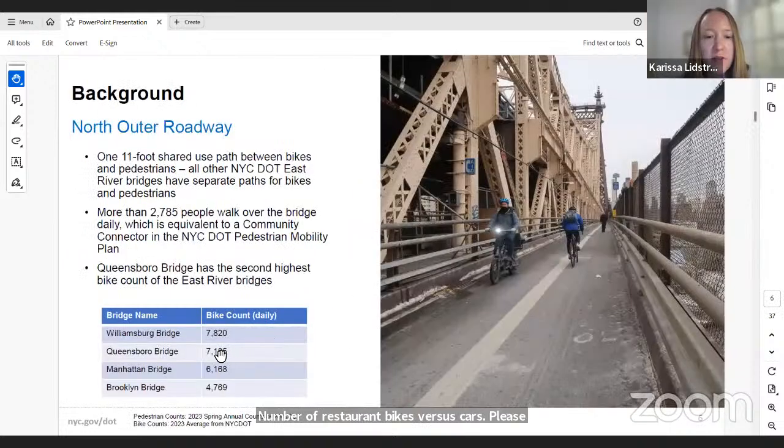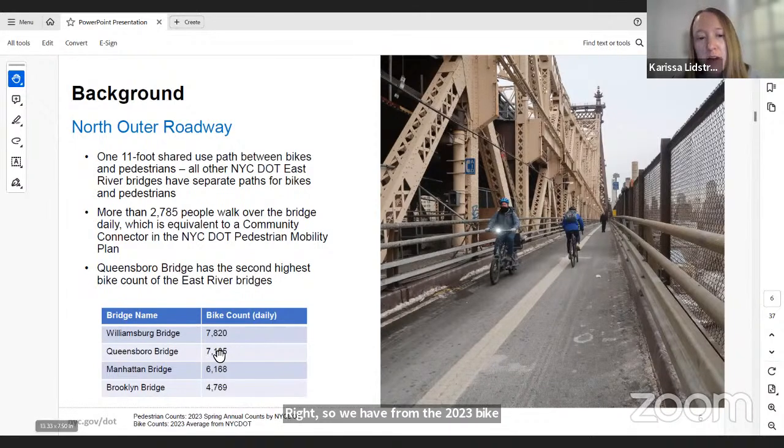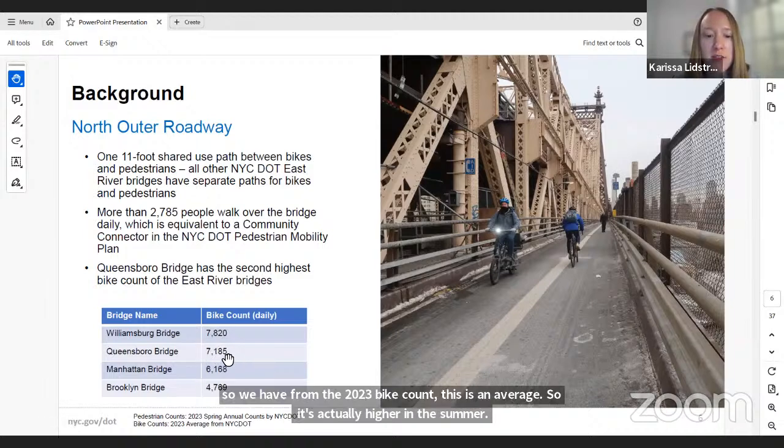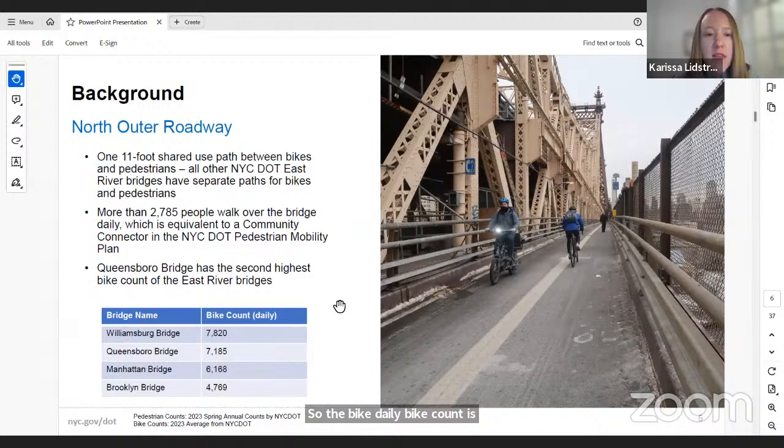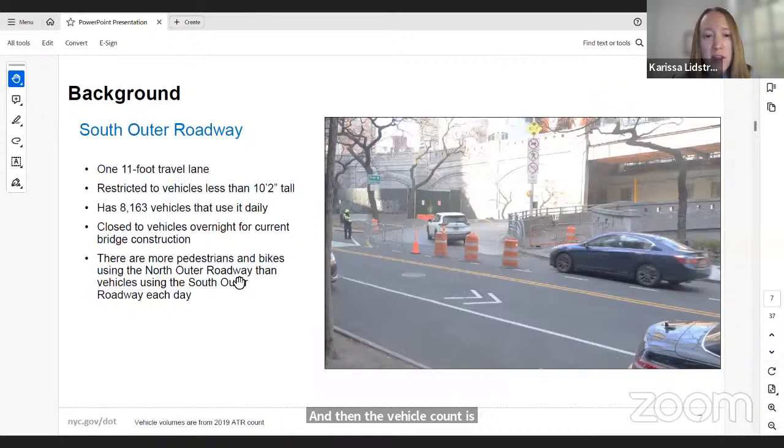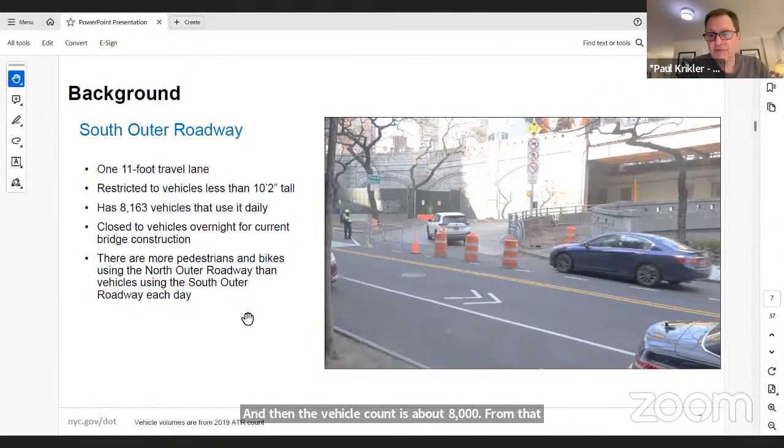Right. So from the 2023 bike count, this is an average, so it's actually higher in the summer. The daily bike count is this 7,185 number. And then we take annual pedestrian counts, and it's about 2,800 people that walk over the bridge daily. And then the vehicle count is about 8,000 for the South Outer roadway.